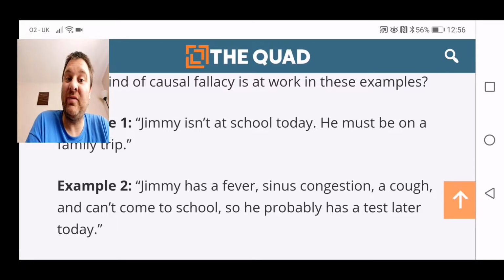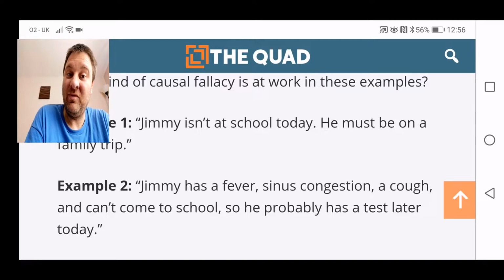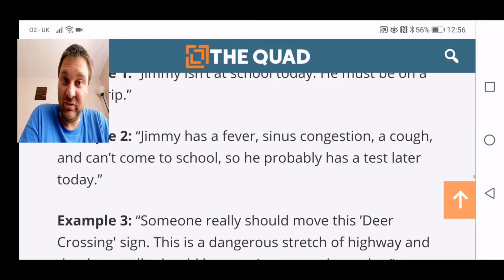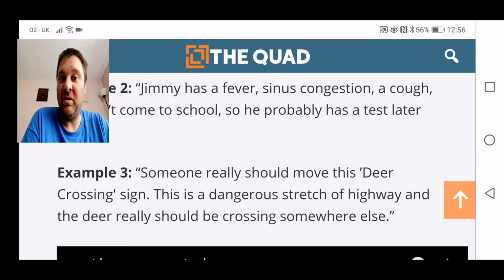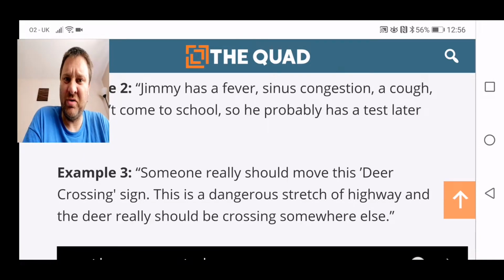Which one is the causal fallacy? If you think you know, leave a comment. We're going to go through them, like I said, later. There's another one here, look. I didn't realise there were three. There's only two on the others.